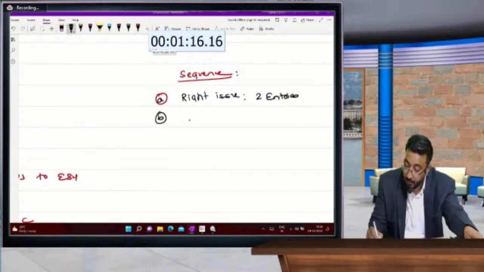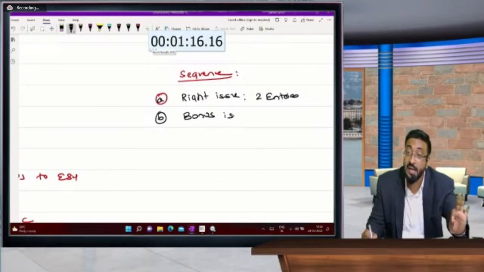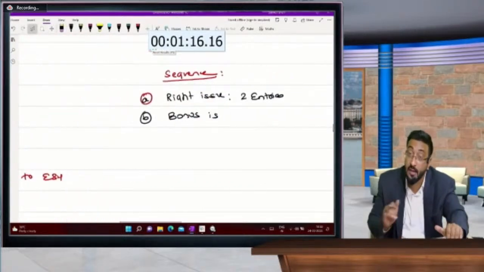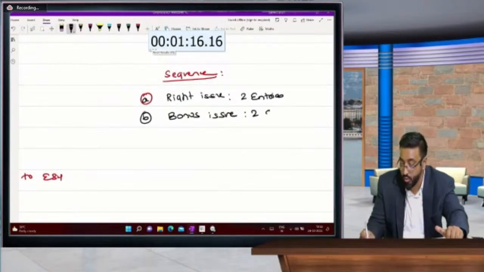B, bonus issue. So you can recall, and please keep a 100 pages notebook separately only for recalling concepts. Don't write any amounts in that. Only recalling, like this. This will help you not now, this will help you in your exam, before the exam. Bonus issue, 2 entries.